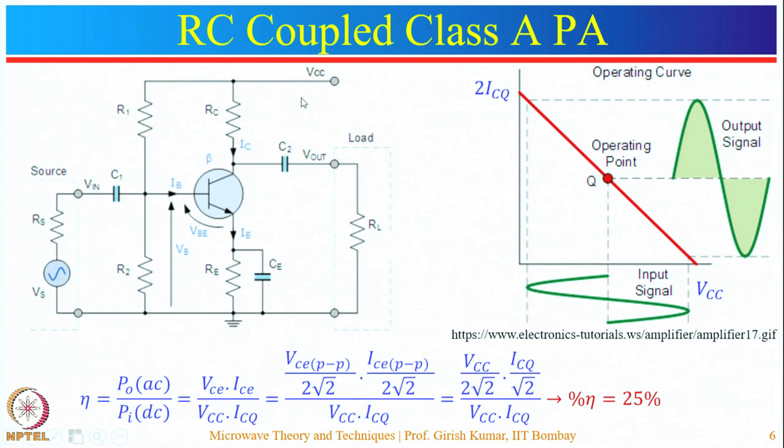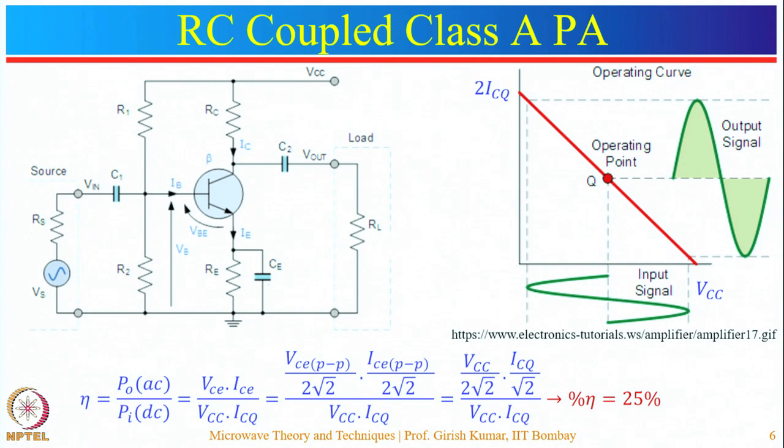So, the supplied power will be VCC into ICQ. Now, to calculate the conversion efficiency, we have already studied that the conversion efficiency is the ratio of the output power delivered to the load and the supply power. So, if you put these values, then you will get the efficiency of 25%.